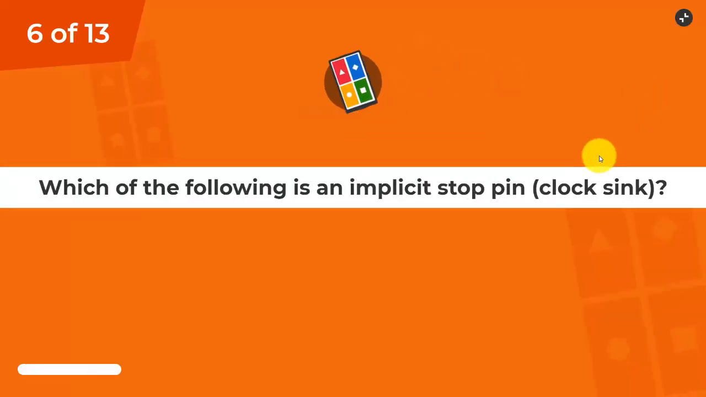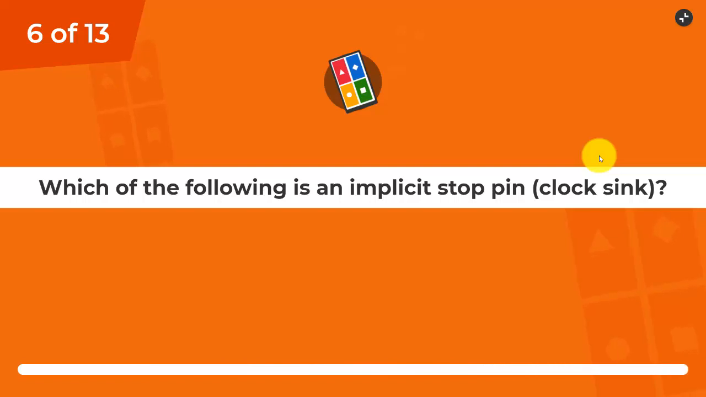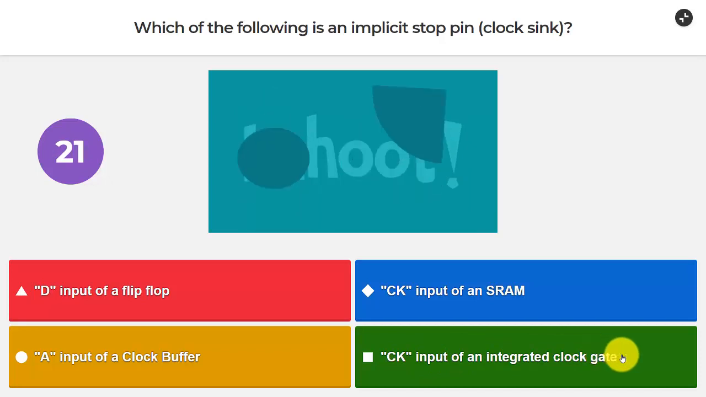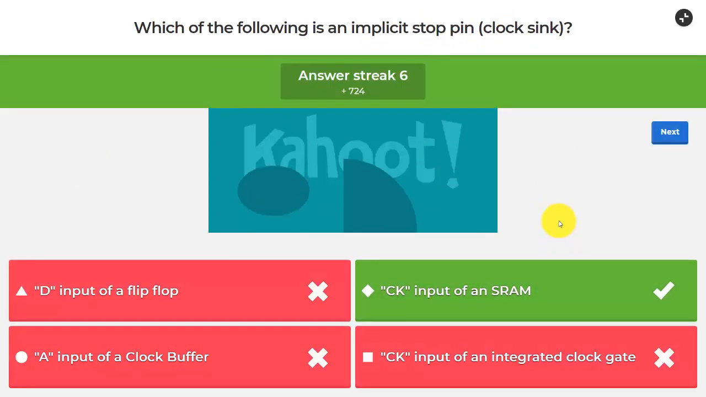So question number 6, which of the following is an implicit stop pin or a clock sink? The D input of a flip-flop, the clock input of an SRAM, the A input of a clock buffer, or the clock input of an integrated clock gate. Let me let you think about that for a moment. This is an implicit stop pin. It's a clock sink that the tool will know about by itself. Well, it's going to be the clock input of an SRAM.